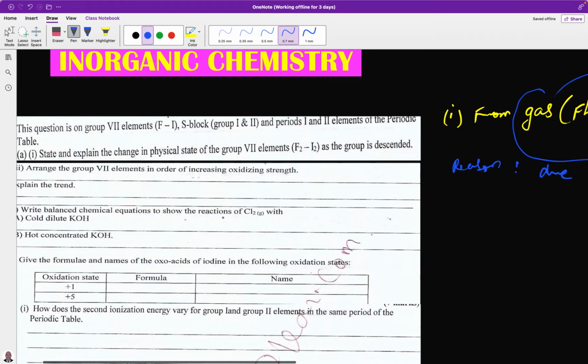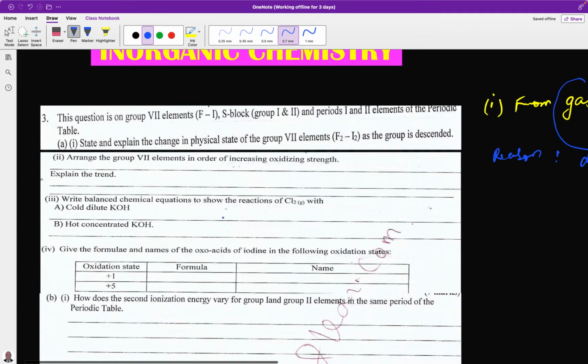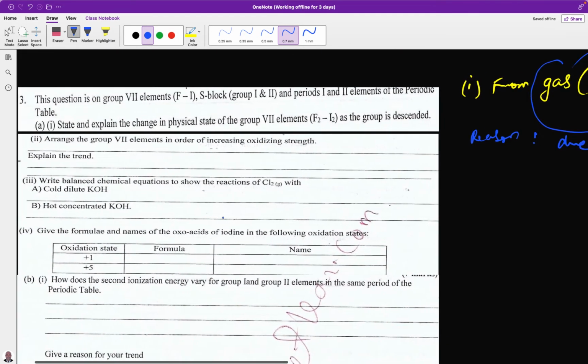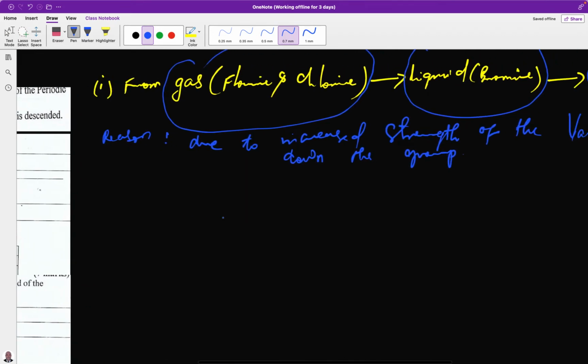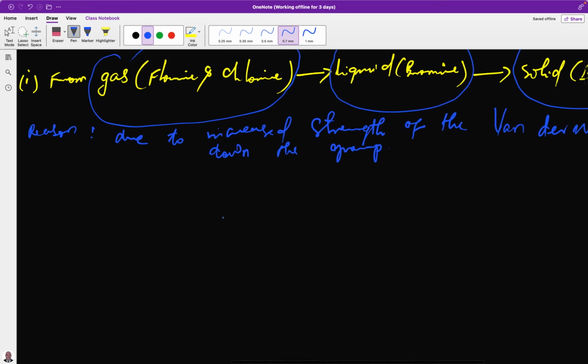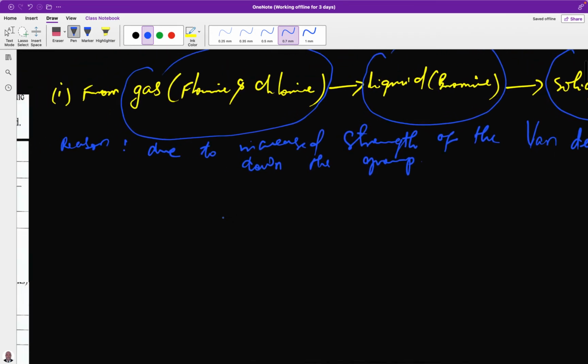The second part of the question says, arrange the group 7 elements, the modern periodic table calls it group 17, in order of increasing oxidizing strength. Oxidizing strength. What is oxidation? It should be noted that oxidation has to do with loss of electron. Oxidation is loss of electron.